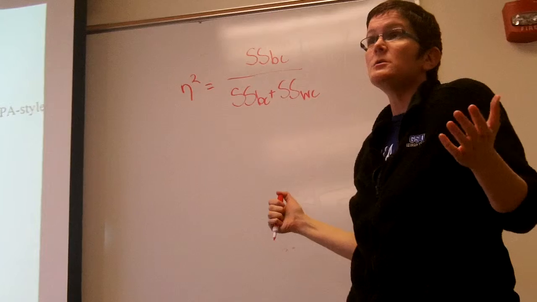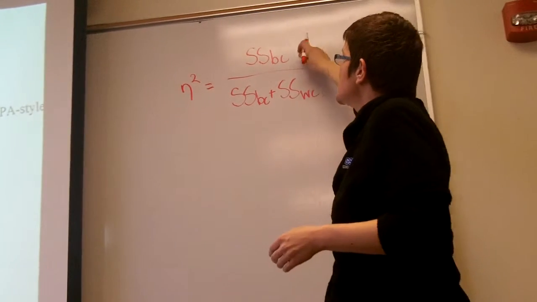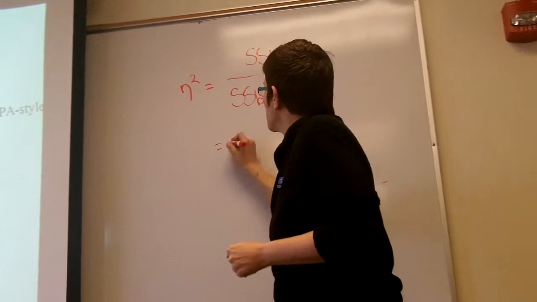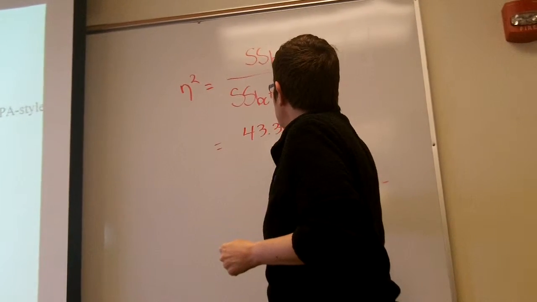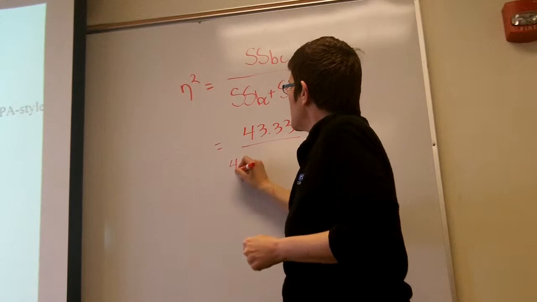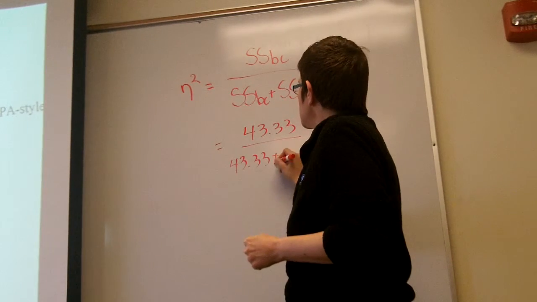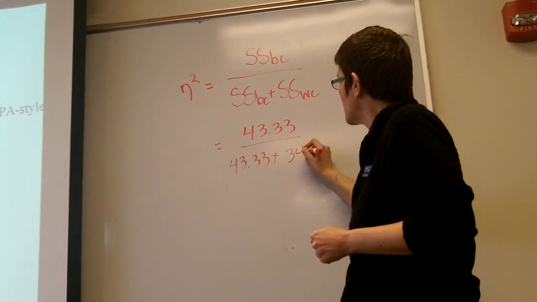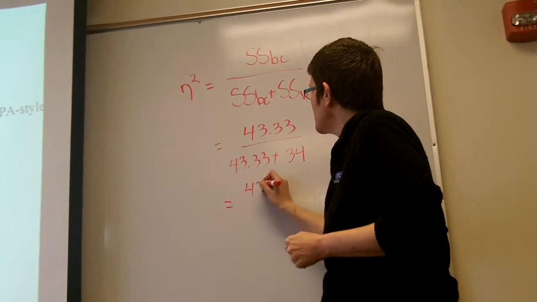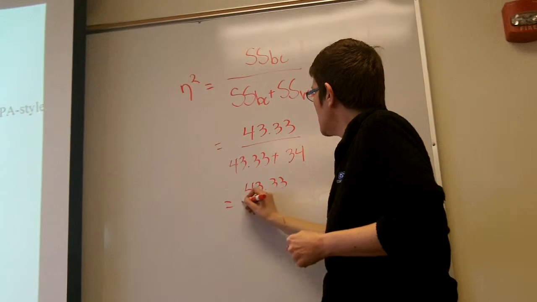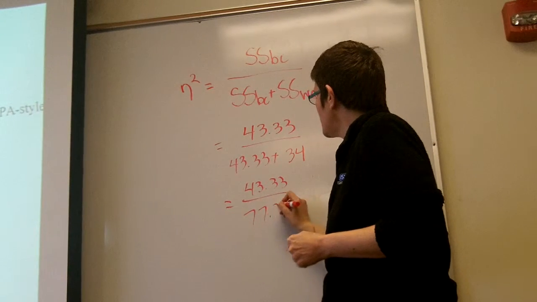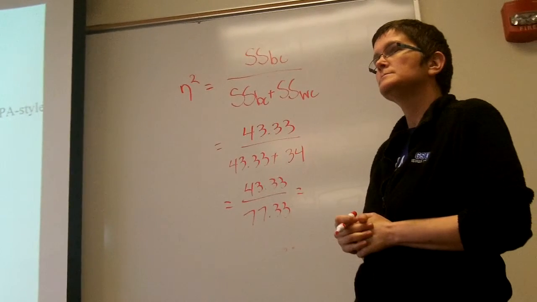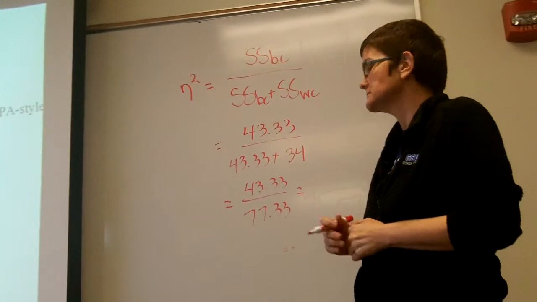So we're still going back to our ANOVA calculation. What was our sum of squares between conditions? 43.33. Okay. So that was 43.33 over 43.33 plus, and then this was what? 34? Yep. So it's going to be 43.33 over 77.33, and what does that give us? 0.57.